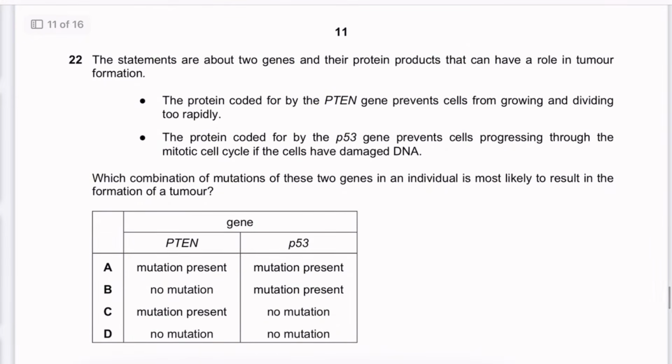The statements are about 2 genes and their protein products that have a role in tumor formation. The protein coded for by the PTEN gene prevents cells from growing and dividing too rapidly. The protein coded for by the P53 gene prevents cells progressing through the mitotic cell cycle if they have damaged DNA. Which combination of mutations of these 2 genes in an individual is most likely to result in the formation of a tumor?